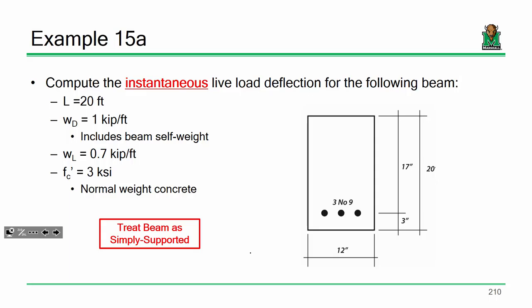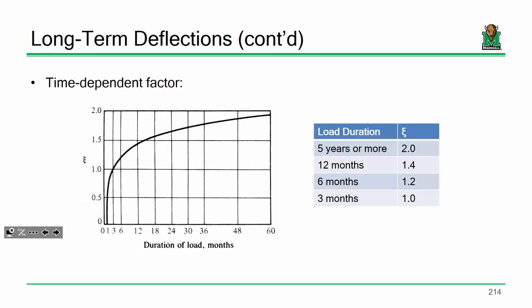We have our gross moment of inertia, our cracked moment of inertia, and we also have our cracking moment. Then using those quantities, we computed a dead load deflection, a dead plus live load deflection, and then a live load deflection, which we took as the difference of those two. Okay, so now I want to take this beam and do a little more with it.